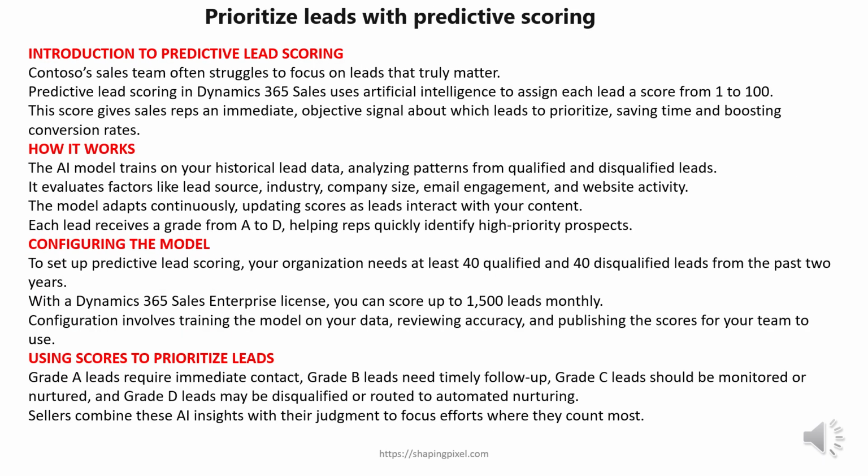Contoso's sales team often struggles to focus on leads that truly matter. Predictive lead scoring in Dynamics 365 Sales uses artificial intelligence to assign each lead a score from 1 to 100. This score gives sales reps an immediate, objective signal about which leads to prioritize, saving time and boosting conversion rates.